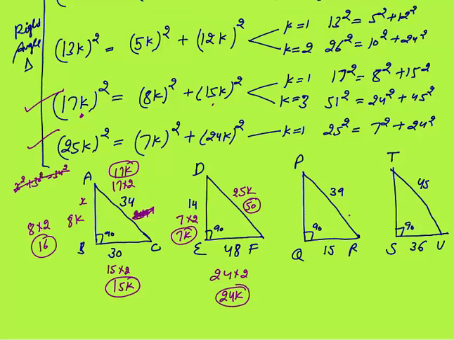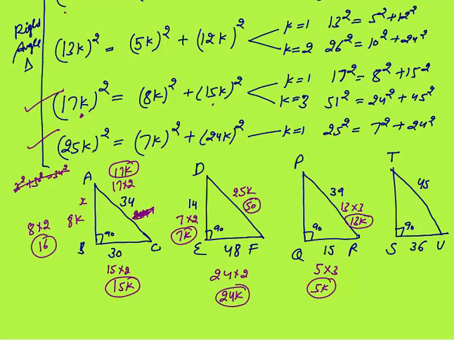Third example, one side is 15, other is 39. You only need to know the triplets. We know 5k, 12k and 13k. Can I say this is 5 into 3, that is 5k, and this is 13 into 3, that is 13k, where k is 3.